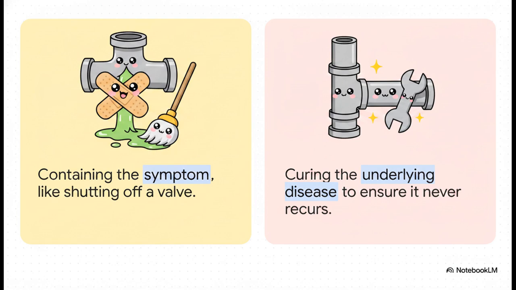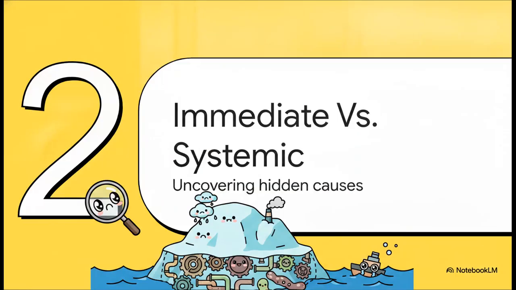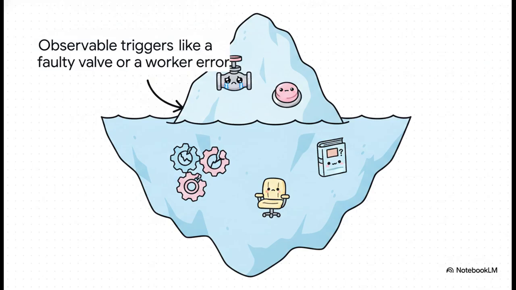But a corrective action, that is curing the underlying disease. That means taking the time to figure out exactly why that pipe burst in the first place, and then engineering a solution so that no pipe in that entire facility ever bursts for that same reason again. Which brings us to part 2, immediate versus systemic causes. And this brilliantly illustrates exactly what we're talking about.